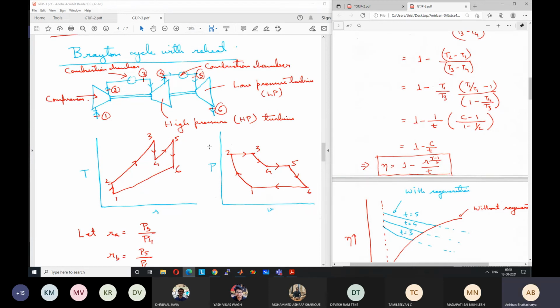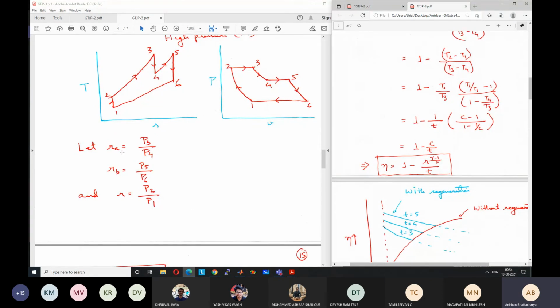So in the PV diagram, you can easily draw this cycle. So isentropic process from 1 to 2, 2 to 3 constant pressure heat addition at the high pressure. Then 3 to 4 is isentropic expansion in the first turbine, the high pressure turbine. So we come to some intermediate pressure between P1 and P2. P4 is between P1 and P2. Then from 4 to 5 is the constant pressure heat addition, the second heat addition. 5 to 6 is the isentropic expansion in the second turbine.